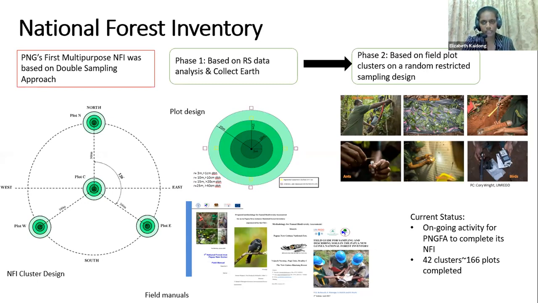In our current progress on this work, we set out to do about 1,000 clusters, which is basically around 4,000 plots. At the moment, we have only done 42 clusters, roughly around 166 plots. So we still have a really long way to go, but we hope to complete this, as this would be our first multi-purpose national forest inventory, apart from the inventories that we do for our logging operations.